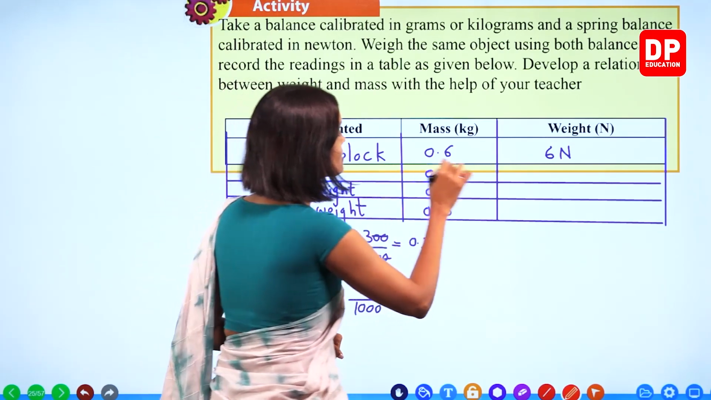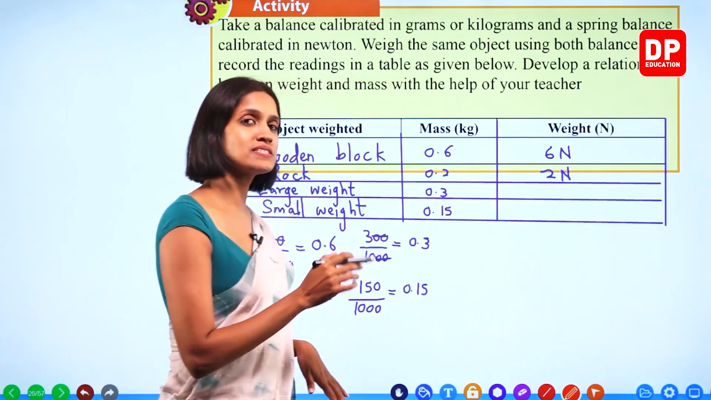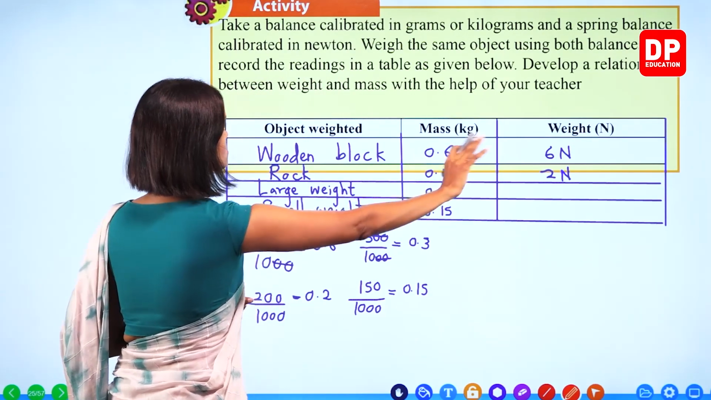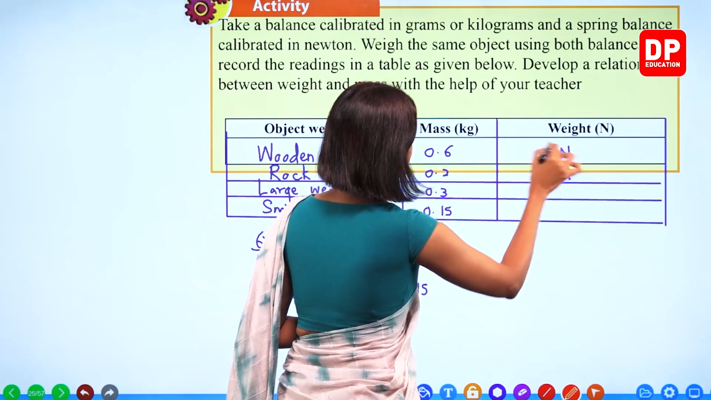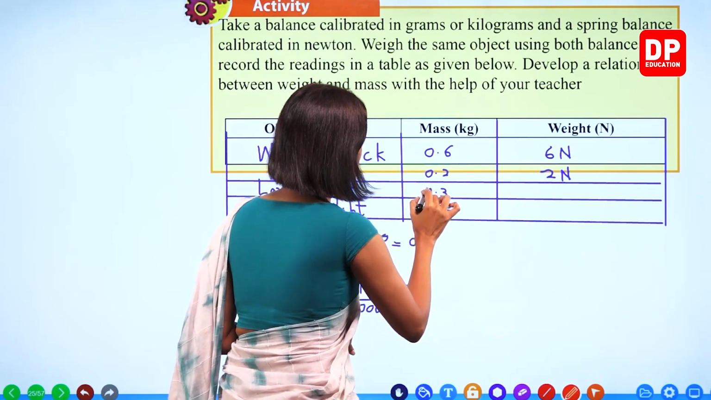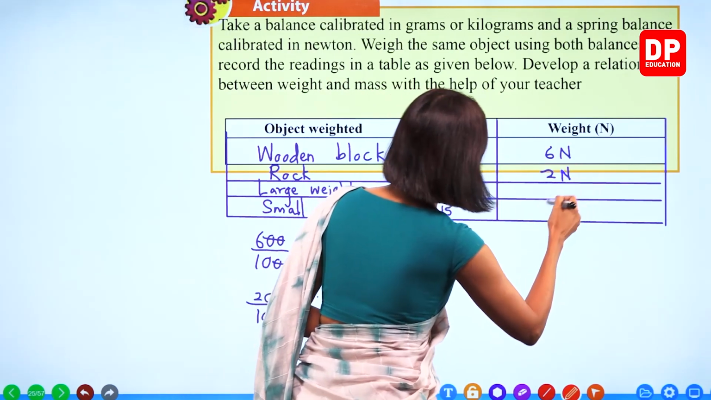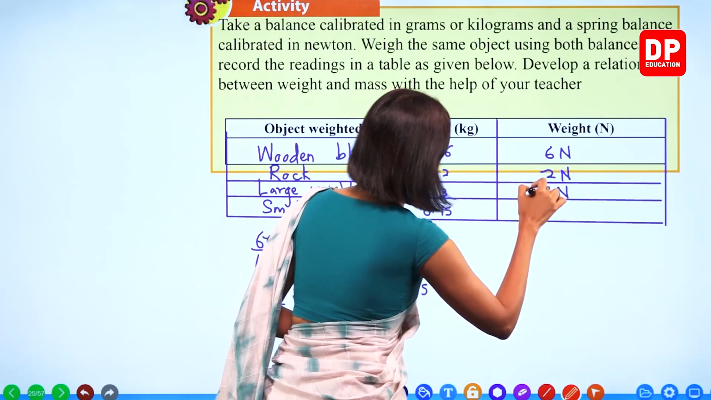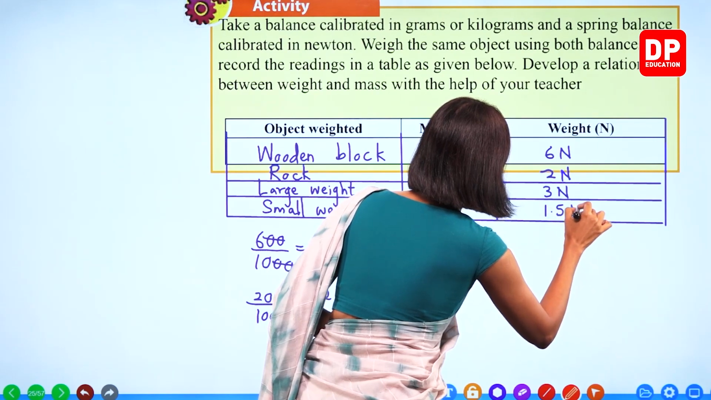Right, children? Here it was 2 newtons. Now when I write down this one, you can see there's a kind of relationship between these two things. Okay, this is 0.6, this is 6. 0.2, 2. Right, this one 0.3. What was the value in newtons when we measured? It was 3 newtons. And the weight of the small rock was 1.5 newtons.